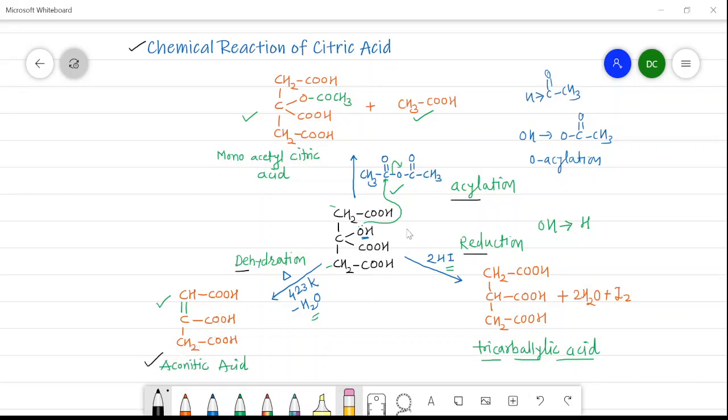So in this way, citric acid on acylation gives monoacetyl citric acid, reduction gives tricarboxylic acid, and the dehydration of citric acid gives aconitic acid. So in this lecture, we have seen the methods of formation and chemical reactions of malic acid as well as citric acid. This is all about the hydroxy acids which are included in the syllabus. In the next video, we will see the unsaturated compounds. Thank you for listening to me.